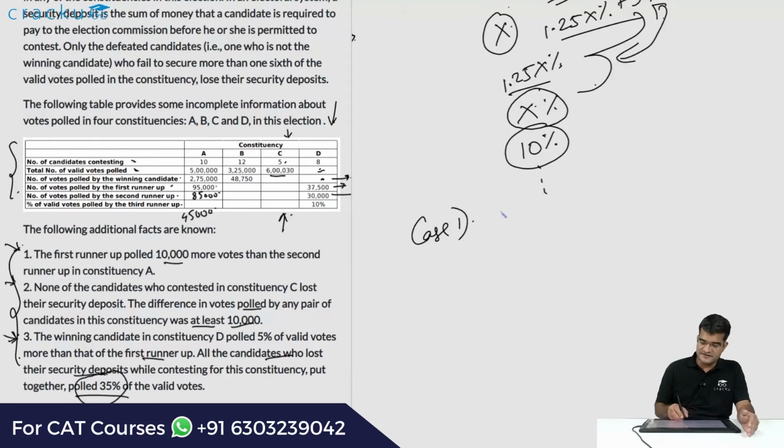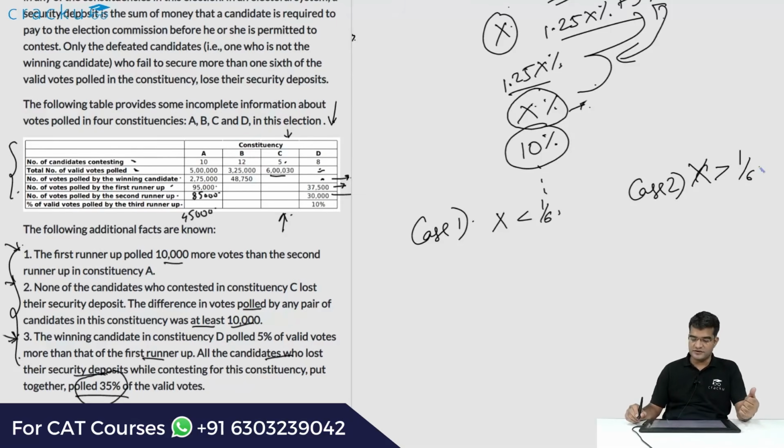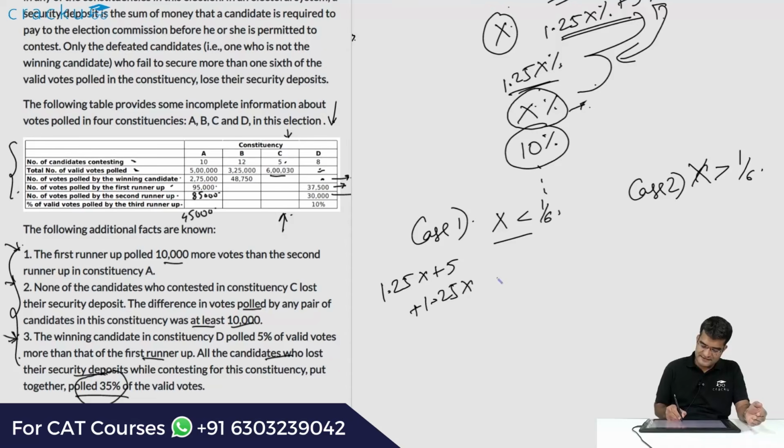So let us consider the first case where X is less than 1 by 6. That is, the third person has also lost his security deposit. The second case is if X is greater than 1 by 6, wherein the third person did not lose his security deposit. So in the first case, only the first and the second guys have not lost their security deposit. So their percentage of votes would be equal to 65%. That would imply that 1.25x plus 5% plus 1.25x will total up to 65, or 2.5x is equal to 60, or the value of x is equal to 24.